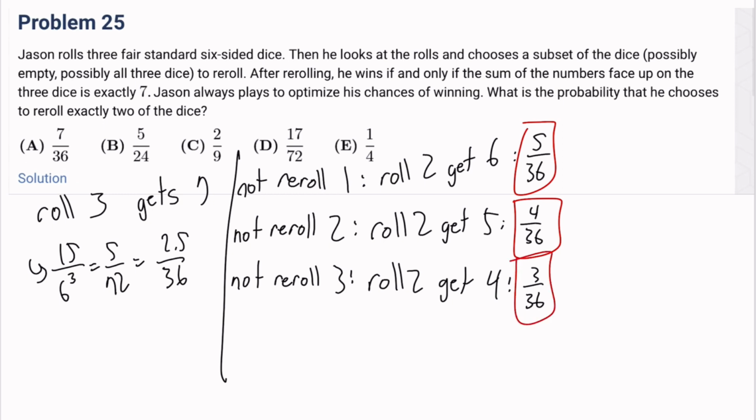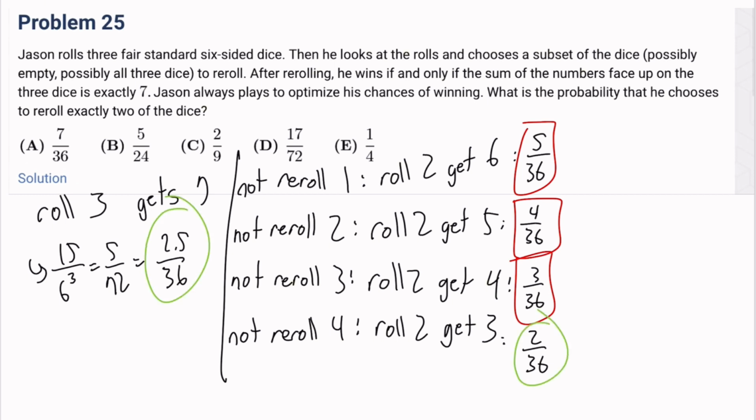Lastly, if Jason chooses to not re-roll a 4, that means he will have to roll 2 dice to get a 3, right? And that is only 1 2 or 2 1, so that's just 2 possibilities, right? So this is 2 over 36, and if we compare this to this, 2 over 36 is less, right? So this is not possible. So his limit is not re-rolling a 3, right?